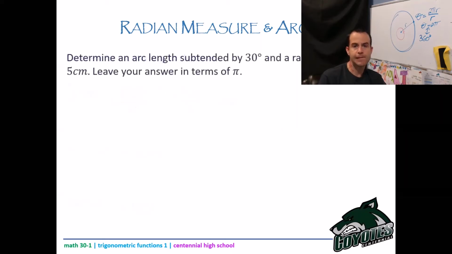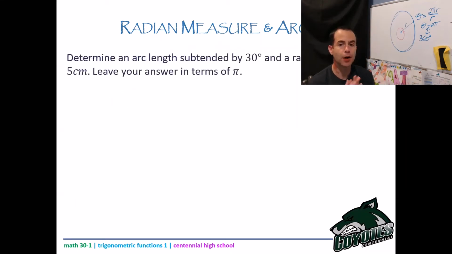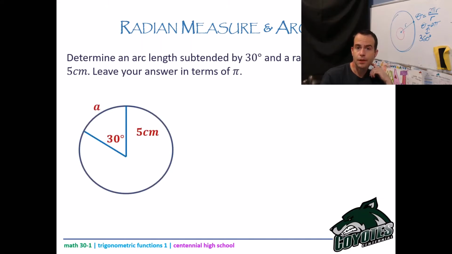Okay, all right, so now determine an arc length subtended by 30 degrees and a radius of 5 centimeters. Leave your answer in terms of pi. So we have a formula. We have theta equals A over R. We know that we don't know the arc length, that's what we're trying to find, but we know the radius is 5, and we know that the angle, theta, is 30 degrees.